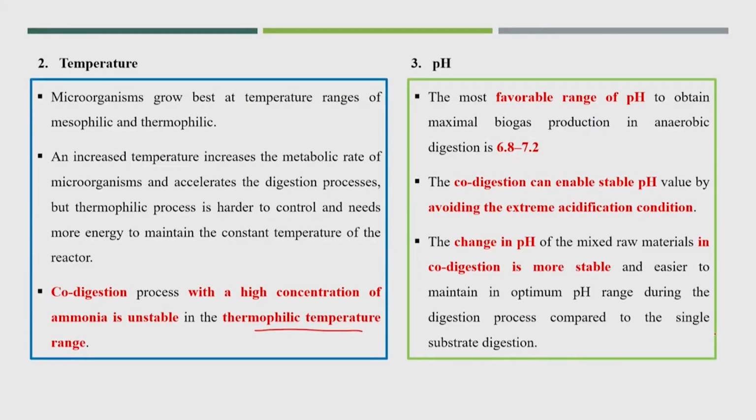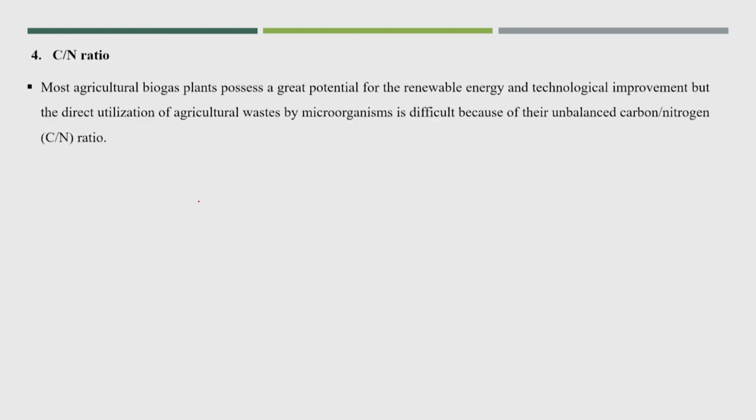Next is the pH. The optimum pH is 6.8 to 7.2 for the co-digestion process. So, co-digestion can enable a stable pH value by avoiding extreme acidification conditions. The change in pH of mixed raw material in co-digestion is more stable, and it is easier to maintain the optimum pH range for the degradation process.